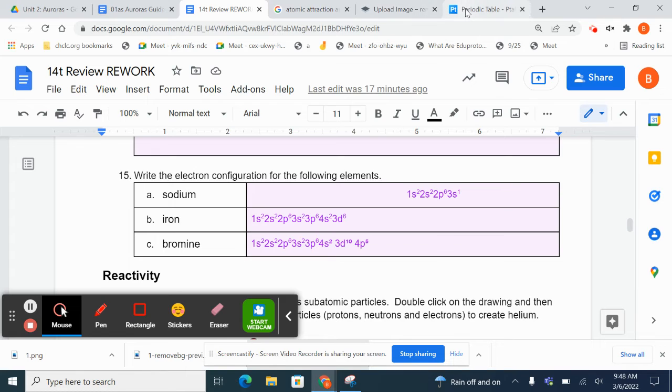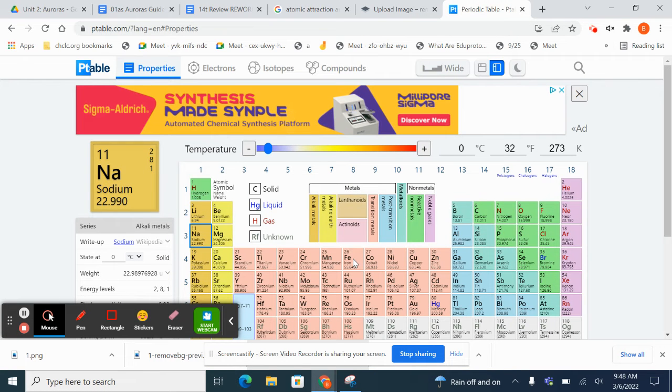Now let's look at iron. So iron is in the d block right here. You can see iron. So we're going to again start out 1s, 1, 2, 2s, 1, 2, 2p, 1, 2, 3, 4, 5, 6, 3s, 1, 2, 3p, 1, 2, 3, 4, 5, 6, 4s, 1, 2, and then 3d, 1, 2, 3, 4, 5, 6.